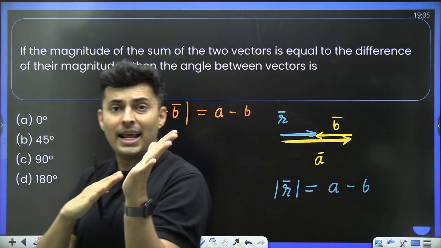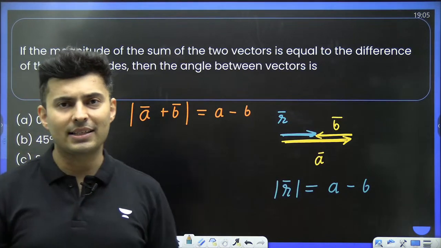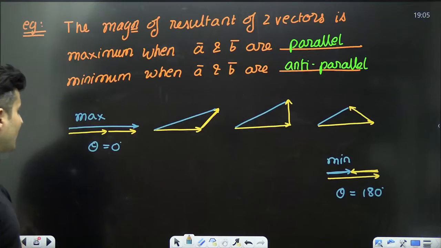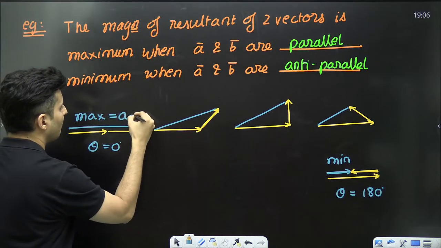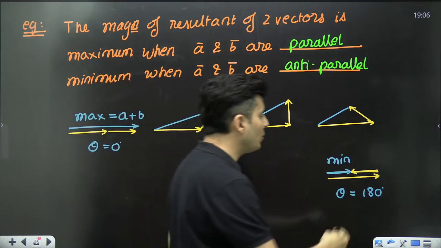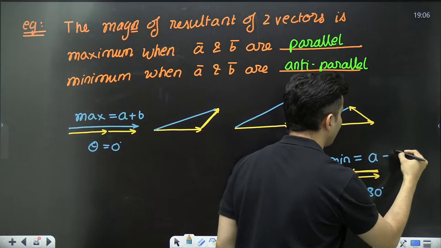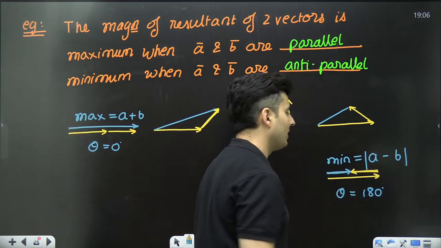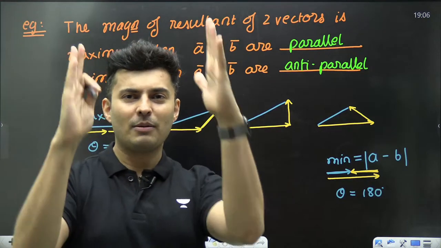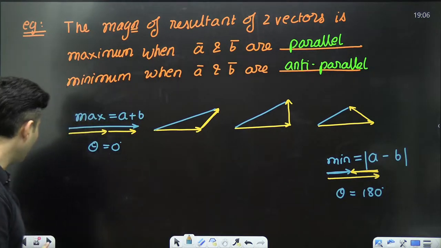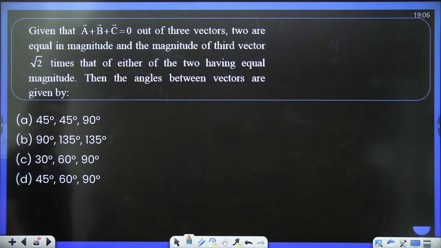If they were in the same direction, then it would have maximum value. So in fact, this diagram also makes it clear, this maximum value is A plus B. The least value is whichever is bigger minus smaller, so I'll put the modulus sign. Positive difference it is called. I don't know which is big, so you put the modulus symbol. Is that okay? Cool. Moving on to the next.